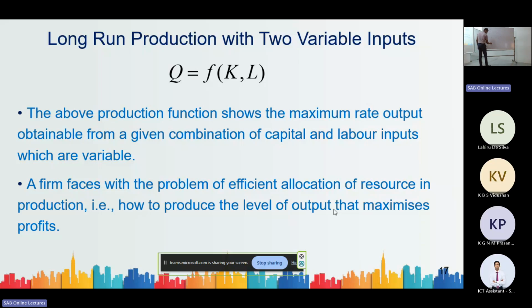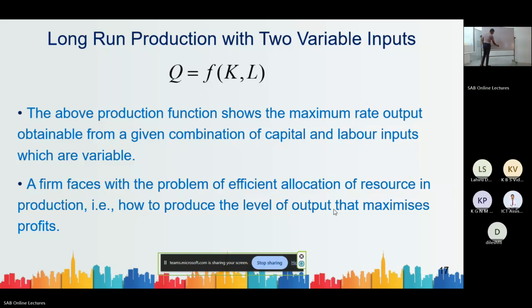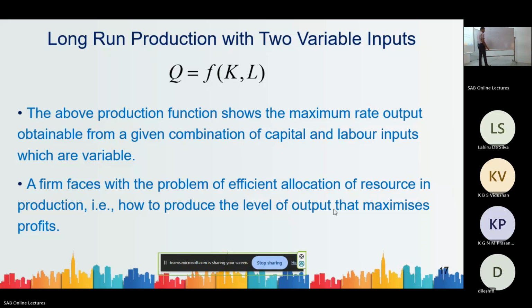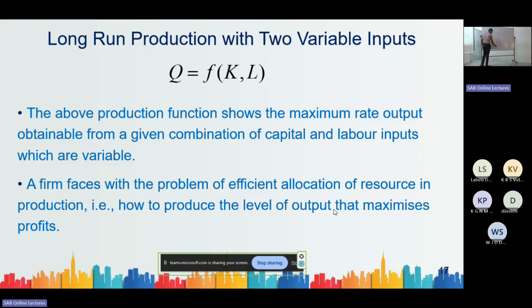So with output, labor also will change, capital also will change. So in order to change the output level, the firm has to change both the level of labor and the level of capital. So that is how the production behaves in the long run.